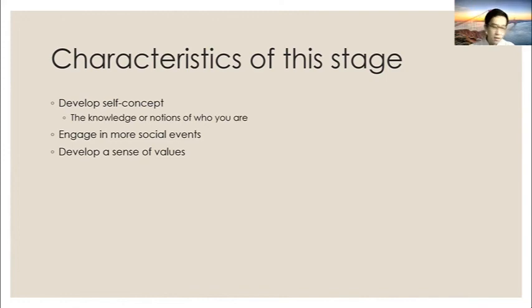So before this stage, children, their thinking is more concrete. They have feelings, they experience different things, but it's more concrete. It's less abstract, but starting from this stage, they start to be able to have some kind of abstract thinking ability. So they start to understand values and principles, rules, something like that. So they start to develop a sense of values.